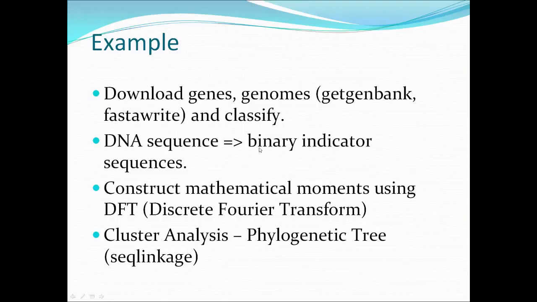The method in this example is, given a DNA sequence, there are associated binary indicator sequences, and mathematical moments are constructed using the discrete Fourier transform. With these moments, we're going to construct a distance matrix in order to perform cluster analysis, and with that we're going to get the phylogenetic tree using the seqlinkage function from the bioinformatics toolbox.